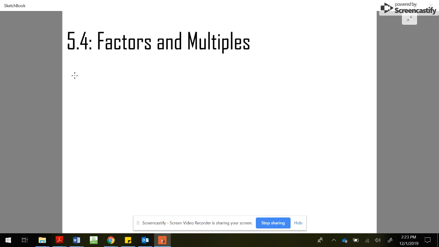5.4, we're looking at factors and multiples. It's important to remember that with factors, we're thinking our factor times another factor equals our product. So what can I multiply by another number to get a number? Multiples, really we're just skip counting by a number.